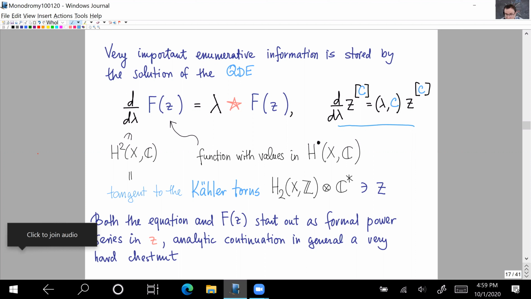This matrix, as it stands, is in fact a formal power series in z. And then even proving its convergence is usually a hard problem. Proving that it can be analytically continued is a never harder problem. But there's a class of varieties for which, in fact, it can be generally shown to be a rational function.